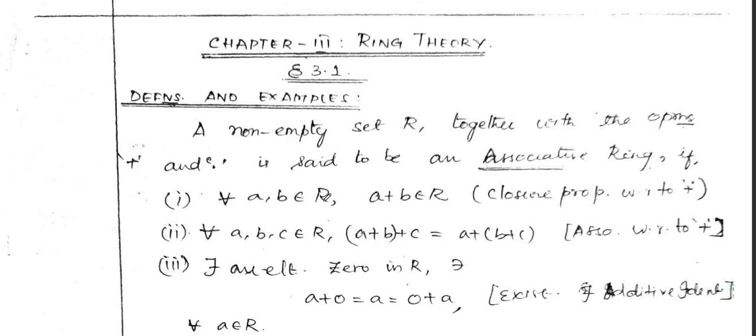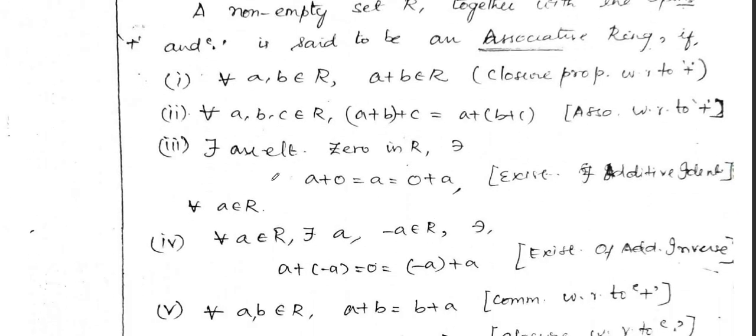every a, b in R, a plus b belongs to R, which is called the closure property with respect to addition. And for every a, b, c in R, (a plus b) plus c is a plus (b plus c), which is called associativity with respect to plus. And there should exist an element 0 in R such that a plus 0 equals a equals 0 plus a, which is called the existence of additive identity.